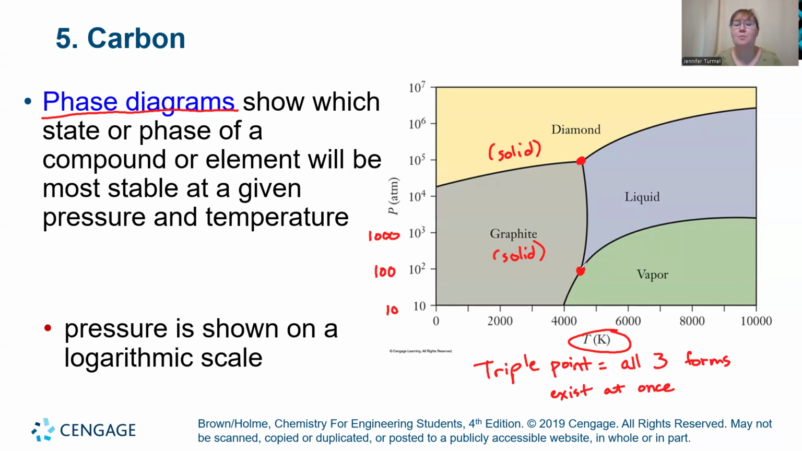Okay, so at this point, for temperature and pressure, you can get solid graphite, liquid carbon, or gaseous carbon. And then at this triple point, which is about the same temperature but much higher pressure, you'll get solid diamond, solid graphite, and liquid all at this temperature and pressure.